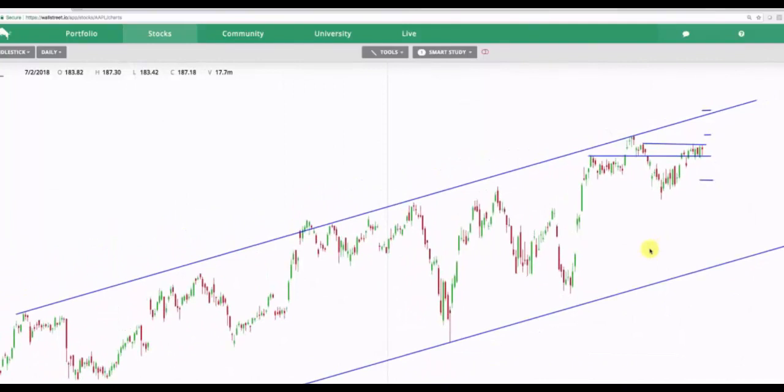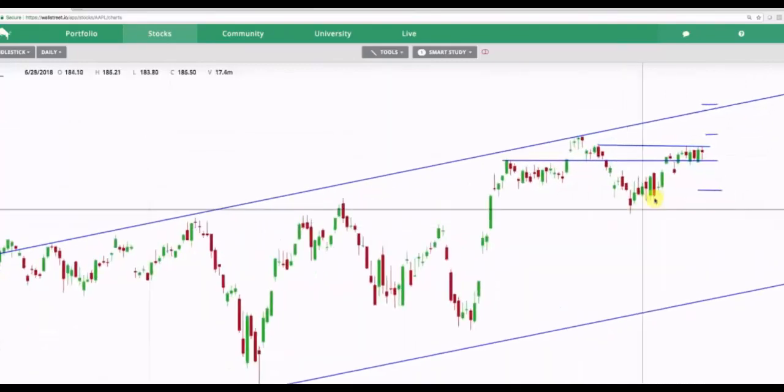Okay, if 190 breaks, if it can hold, I think we're probably going to new all-time highs. I would hope to see that before earnings, but again, we'll let price determine that.